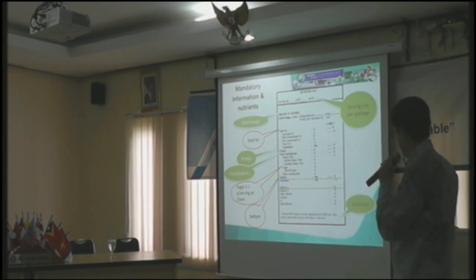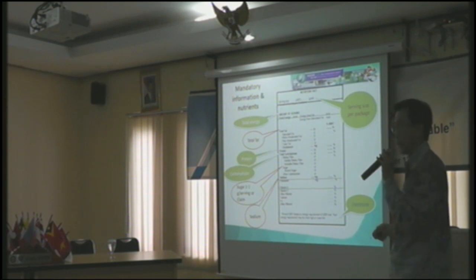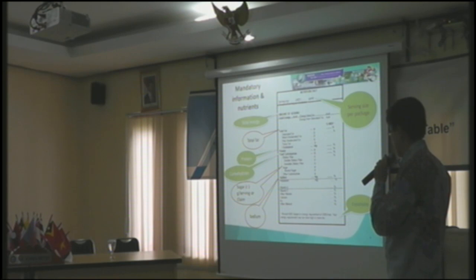And this is for the footnote. You can see here the percent of MRP. In Indonesia we call it angka kecukupan gizi, AKG. It is based on energy requirement like 2000 kilocalories. This is also the benchmark for calculating this.